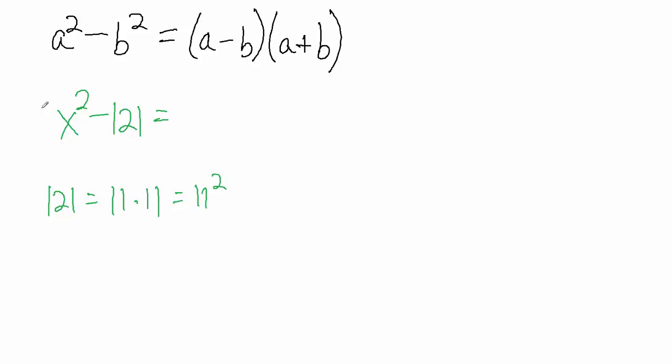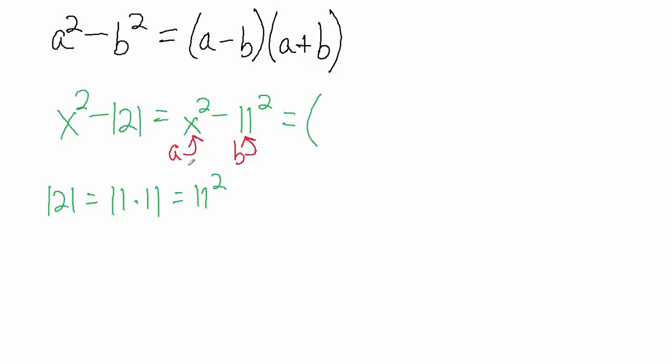Okay? So x squared minus 121 is really x squared minus 11 squared. Okay, so that tells us that x is our a and 11 is our b. So if we go ahead and just use this formula, then what do we get? Well, the formula says the quantity a minus b times the quantity a plus b is what we should get.